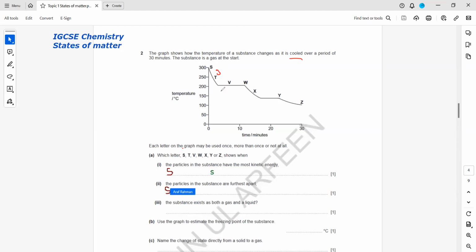So here we will have a gas. Here gas is turning into a liquid. Then we have a liquid. A liquid is turning into a solid, and then we'll have a solid. This is a cooling curve.